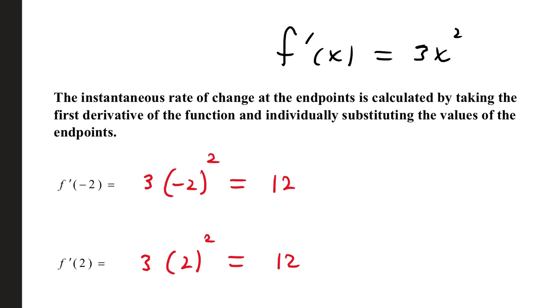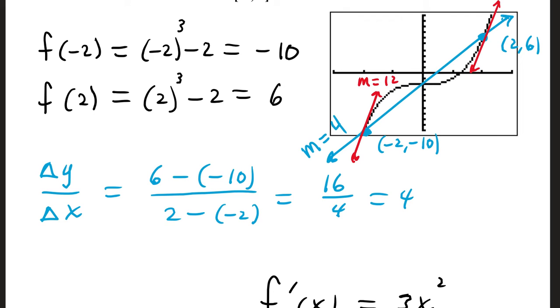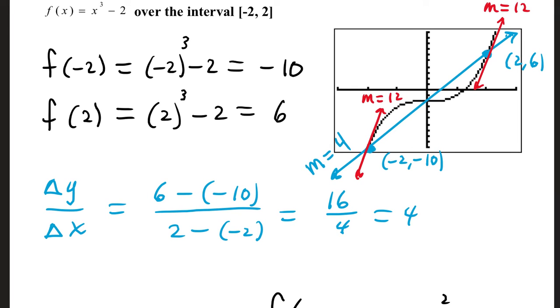When we go up here to the graph, the red lines are the ones that I use to indicate the instantaneous rates of change at negative 2 and positive 2. Tangent line is touch, and those both have a slope of 12. Secant line, secans meaning cut, we cut through the graph at 2 points, while tangent touches at 1 point.